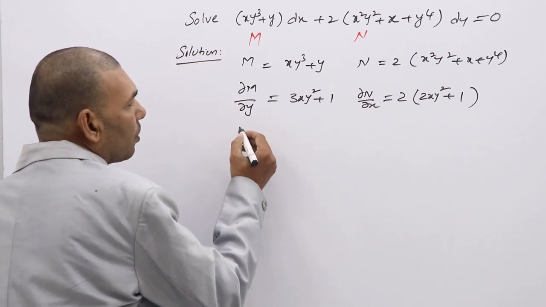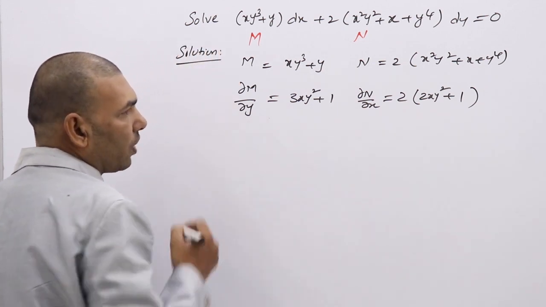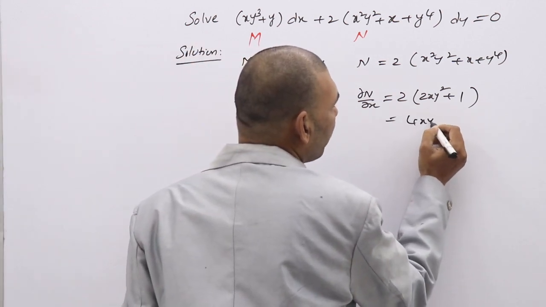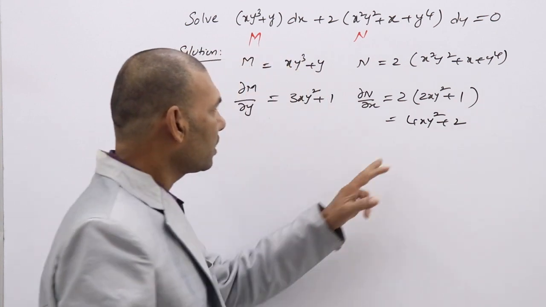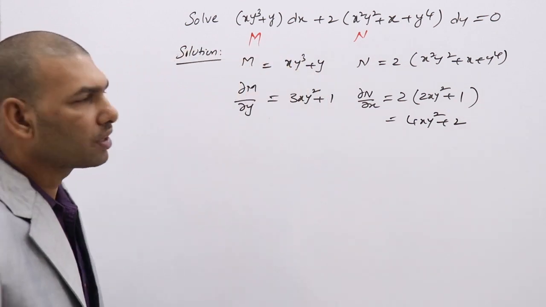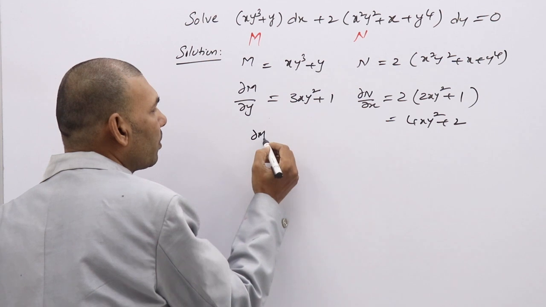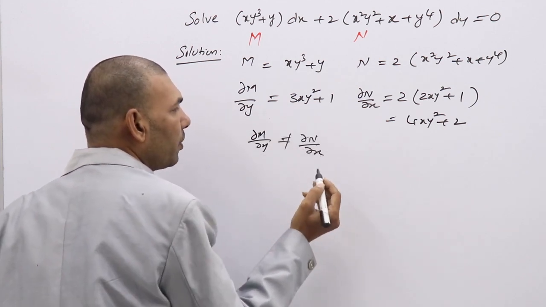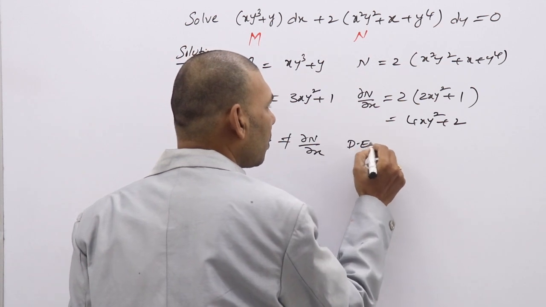Now these two are not equal. If you want, you can compare. If you multiply, 4xy square plus 2 only you will get. These two are not equal, right? Then dou M by dou y is not equal to dou N by dou x. So the DE is not exact.